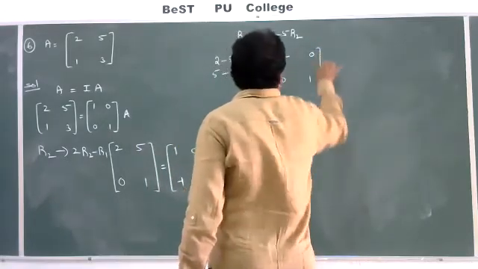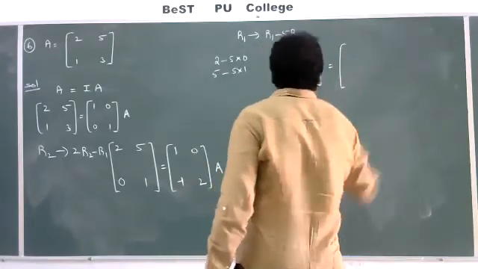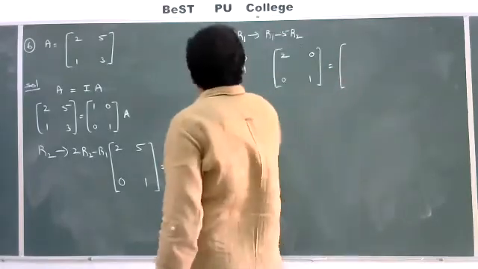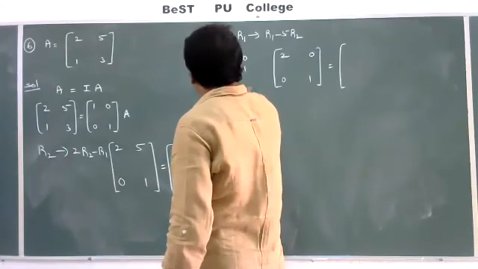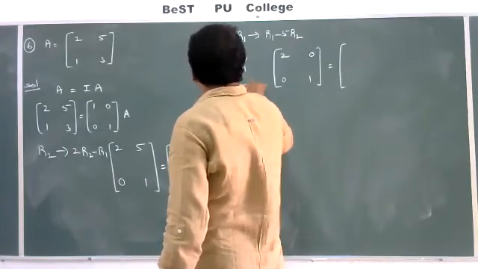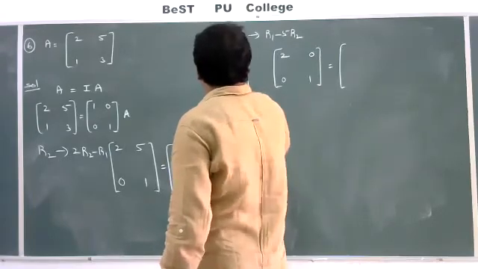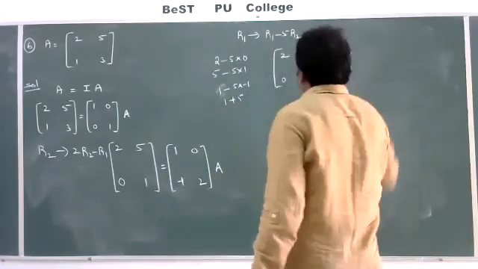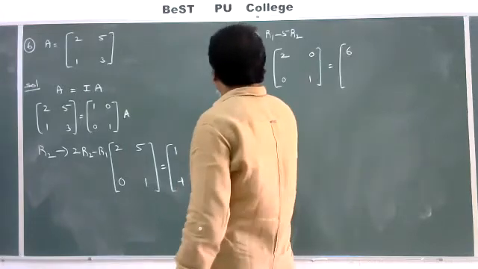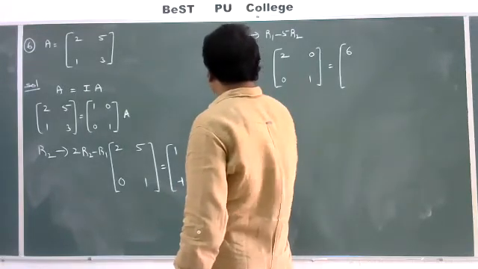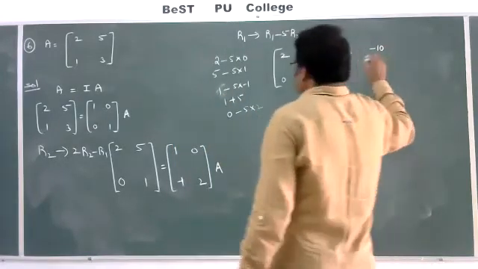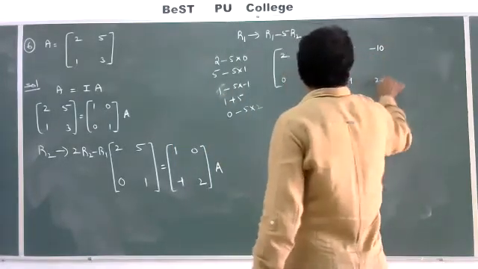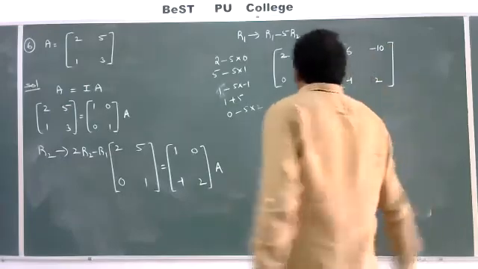0, 1 is equal to, same operation apply here also. That is R1, 1 minus 5 into minus 1, that is 1 plus 5, you get 6. And 0 minus 5 into 2, that is minus 10, minus 10 here. So second row same, minus 1, 2, into A.